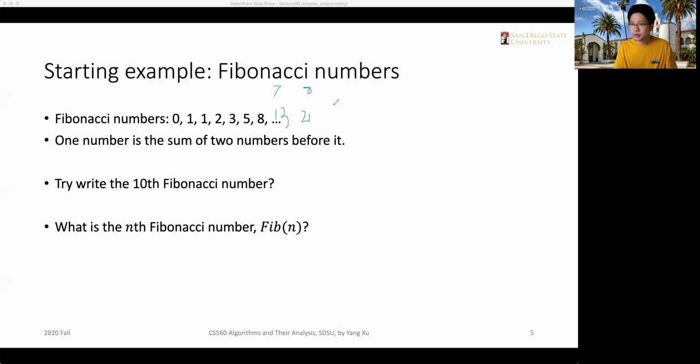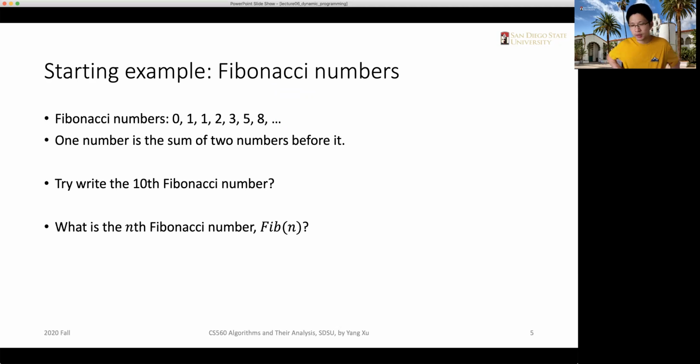And we can easily get the 10th Fibonacci number by writing it on the paper, right? Well, what about the more general question? How do we write an algorithm that computes the nth Fibonacci number?